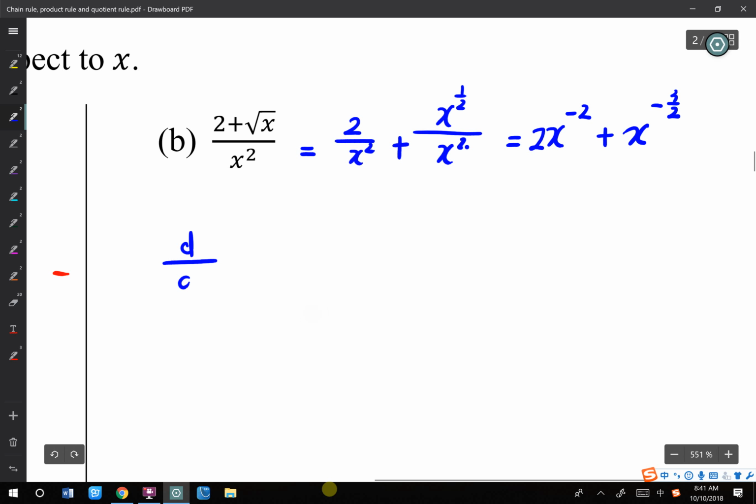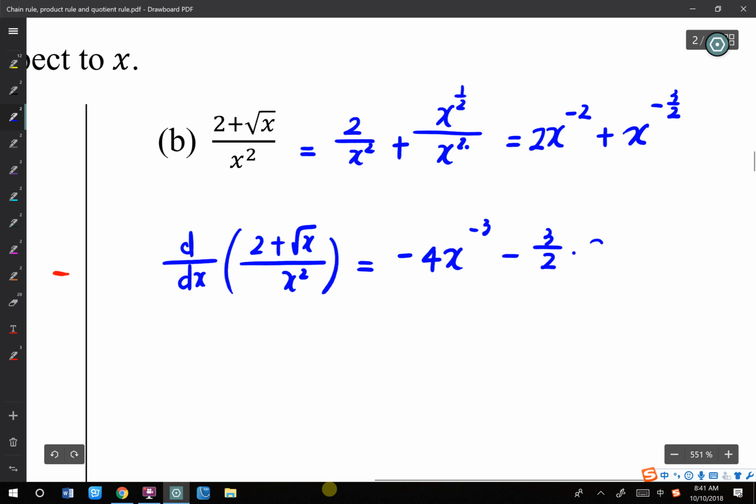Then the d dx of this function equals minus 4x to the power of minus 3 minus 3 over 2 times x to the power of minus 5 over 2. Well, if you don't like negative indices, I can make it into the fraction form, the 1 over reciprocal form.